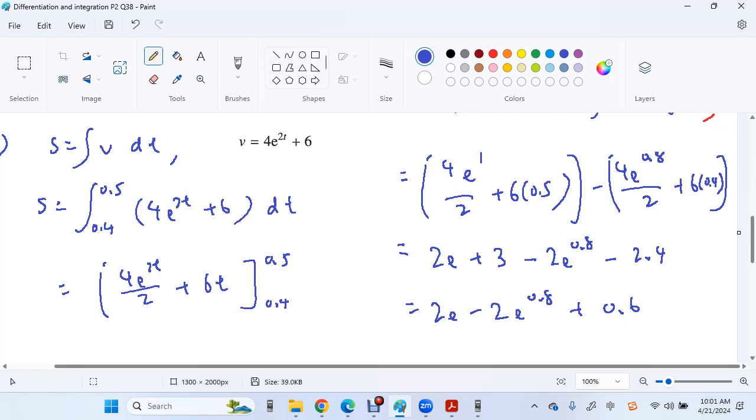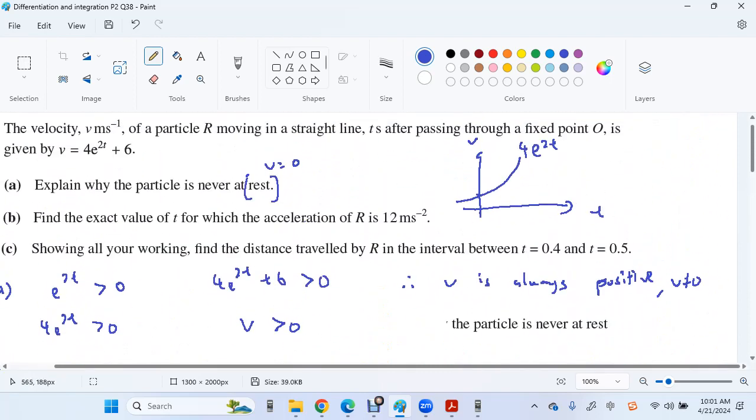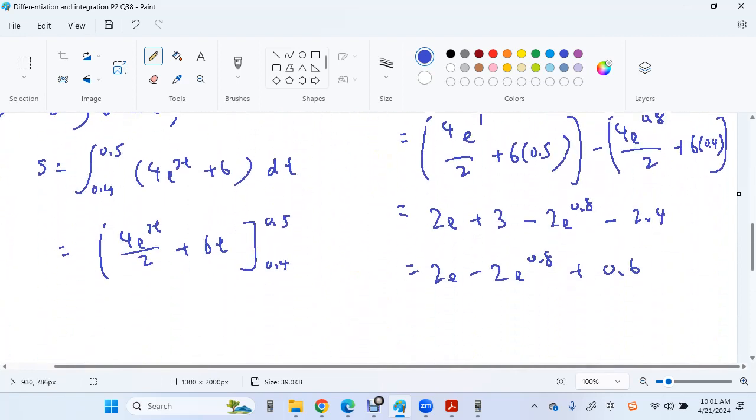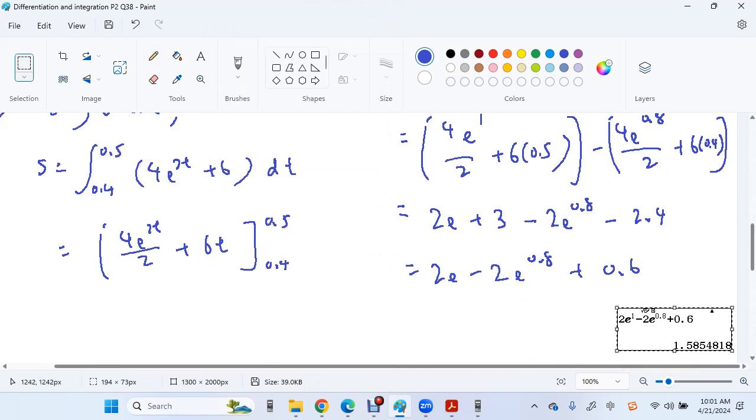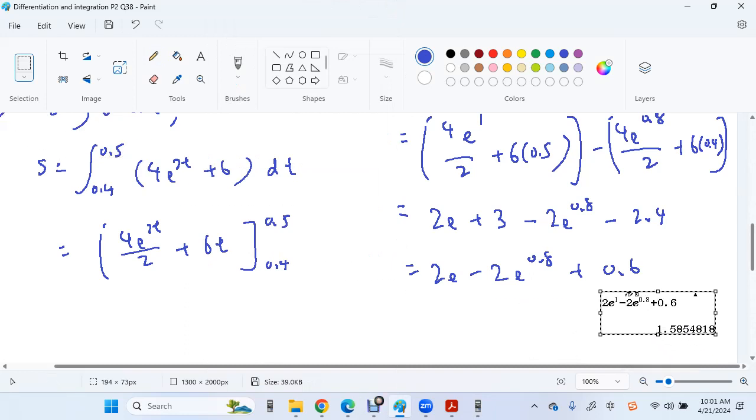The question didn't ask us to write in exact form, so we need to find it in decimal. So we have 2e minus 2e^0.8 plus 0.6, then we have 1.59. Okay, 1.59, so it is 1.59 meters.